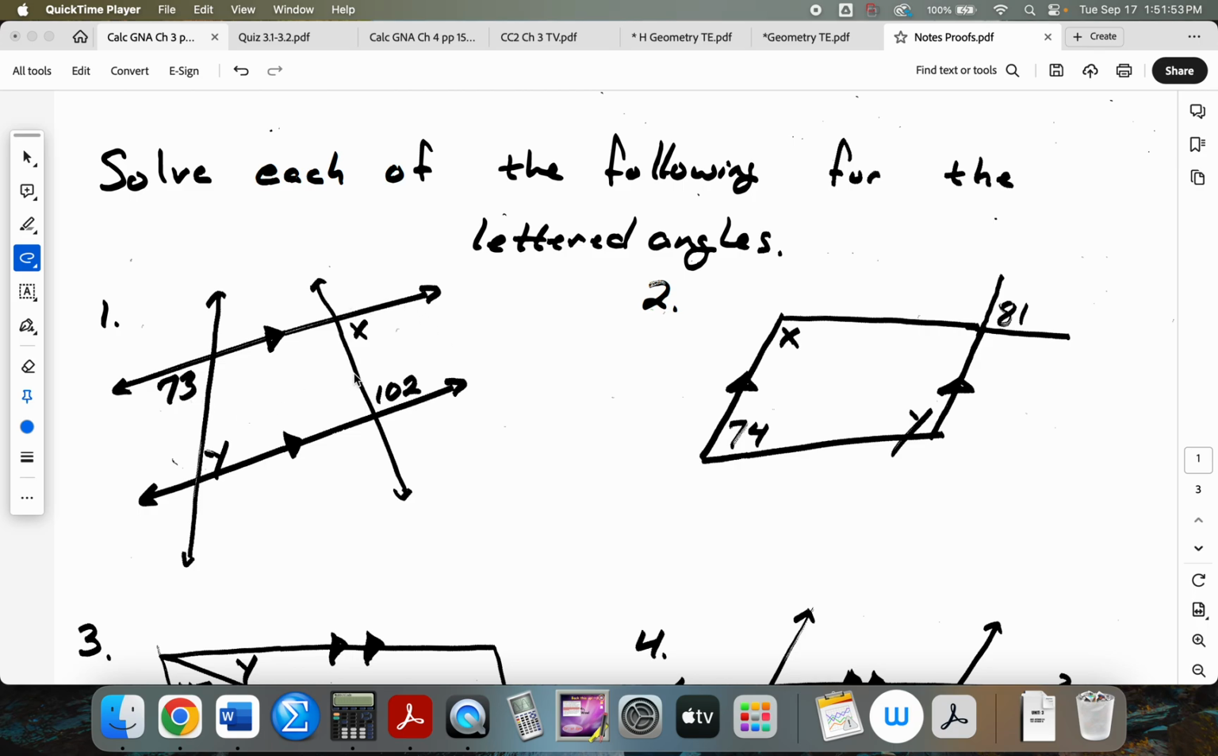Okay, so if we're going this way, what kind of angles are the x and the 102? We'll take a volunteer. Same side interior, exactly right. Now, does someone else remember what's true about same side interior? And I'll give you the hint. It starts with S. Yes. They're supplementary, exactly. So I just take 180 minus 102. That gives me that x is 78.